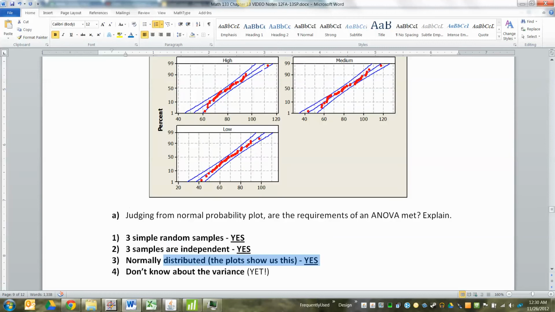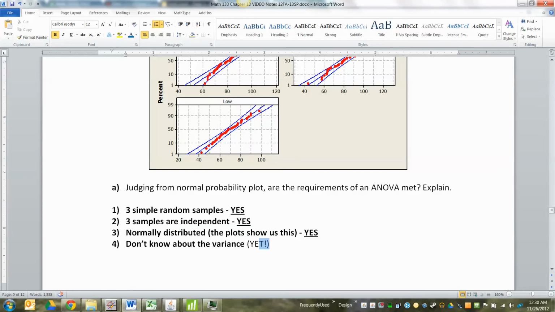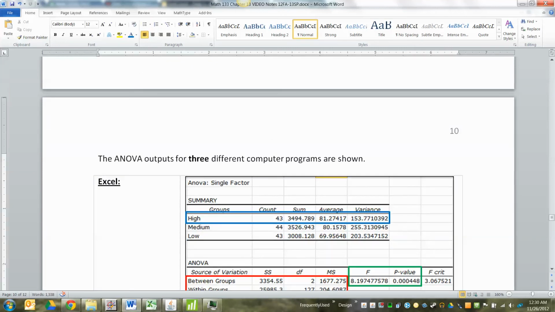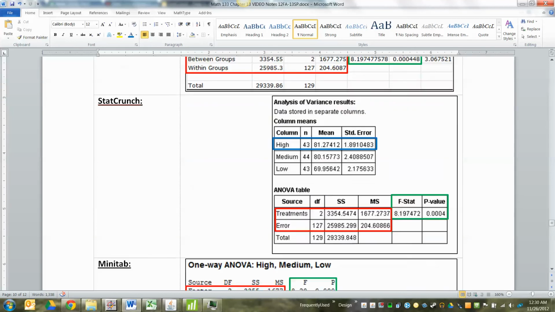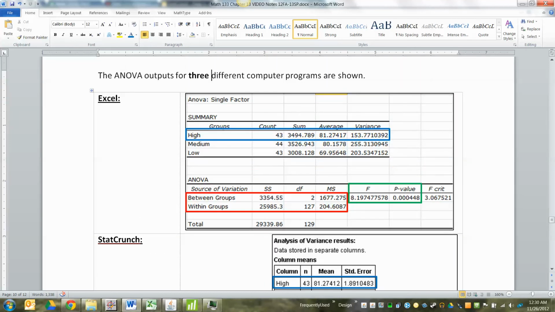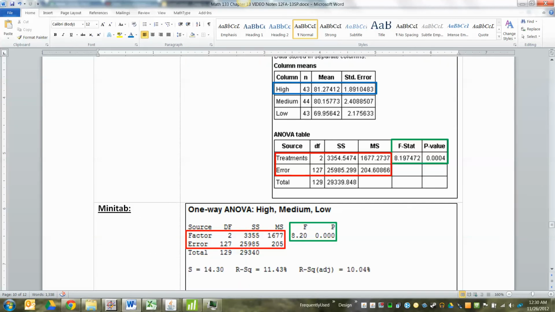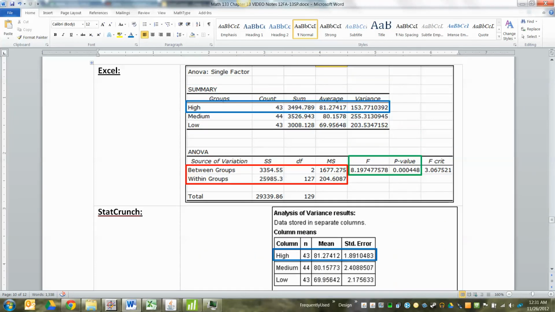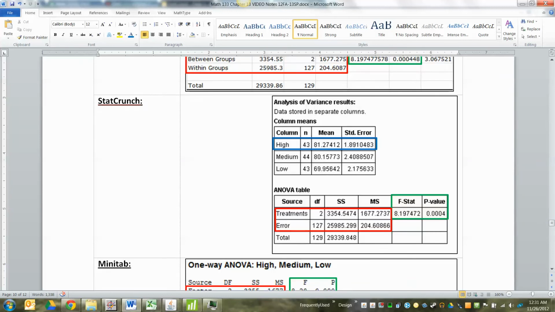Are they normally distributed? Yep. You can see it right there. The box plots show that they're normally distributed. The normal probability plots show they're normally distributed. The variances we don't know about. There's a whole other test to conduct, but we don't know that. So we're just going to have to say, sure, we're fine, because we don't have enough information for that. So then I give you outputs from Excel. Ooh, there's an Excel output. We haven't seen one of those in a long time. StatCrunch and Minitab. And I highlighted different things. So I just put the high group in blue just so you could see it, but I could have done it for medium and low just as easily.